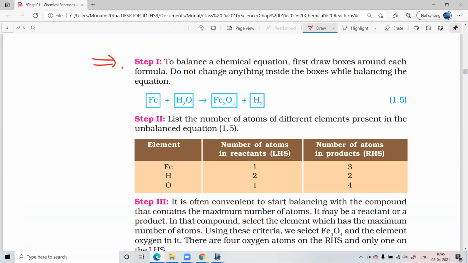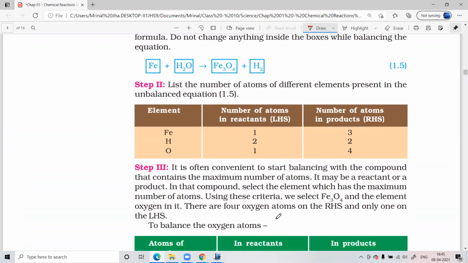So is this first point clear to everyone? Why are they asking us to put it in a box? Yes, sir. All right. Go ahead, Tanushri, second step.